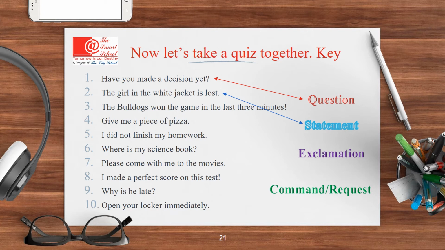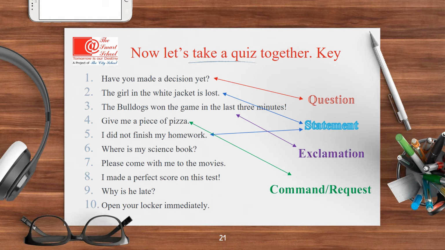The Bulldogs won the game in the last 3 minutes. Yes, it's an exclamation because it has the feelings involved with the excitement of the match, and also it is ending with an exclamation mark. Give me a piece of pizza. It's a command because somebody is ordering someone to give him a piece of pizza. I didn't finish my homework. Yes, it's a statement ending with a full stop and giving us information about the homework.